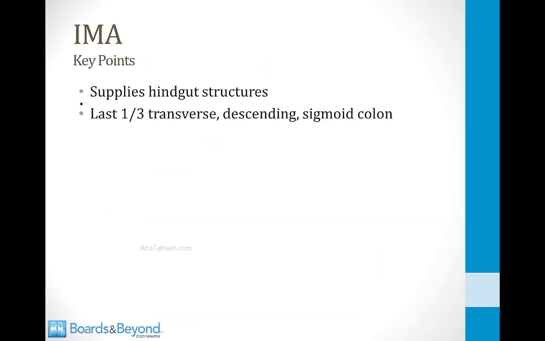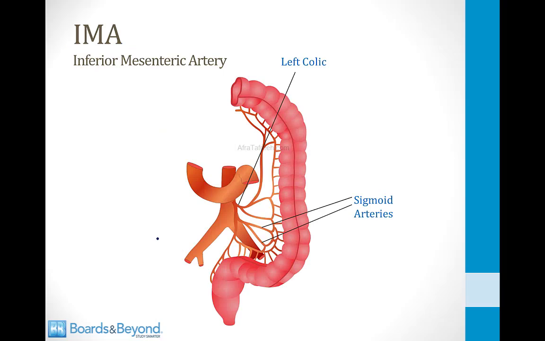The last major branch of the abdominal aorta is the inferior mesenteric artery, or IMA. This supplies the embryologic hindgut structures. Those include the last third of the transverse colon, the descending colon, and the sigmoid colon. Here's a drawing of the inferior mesenteric artery.